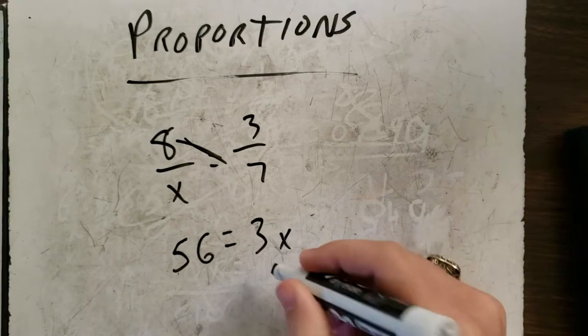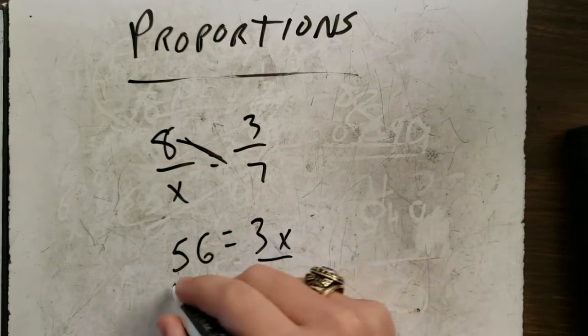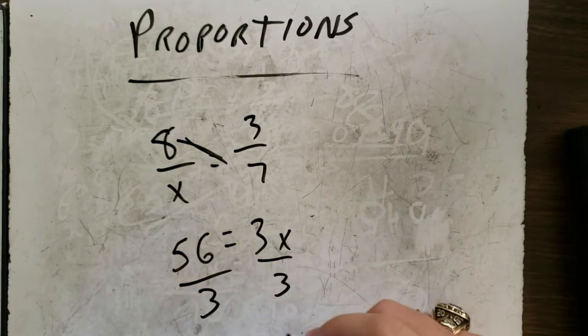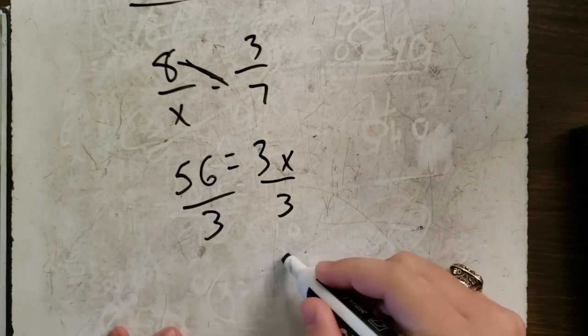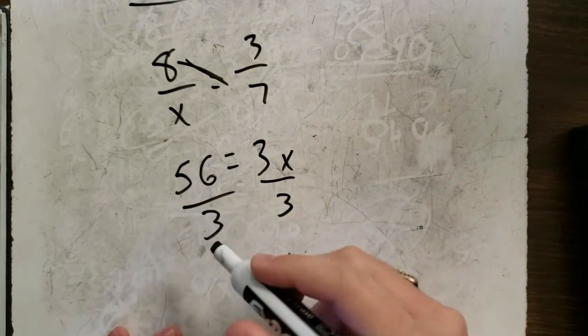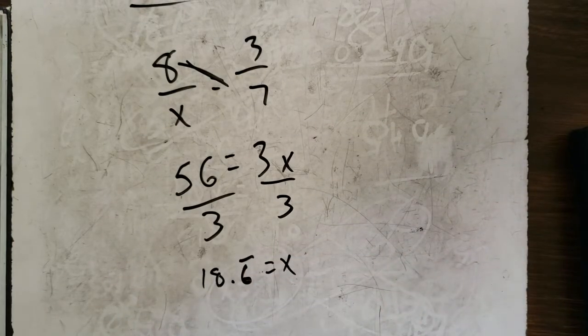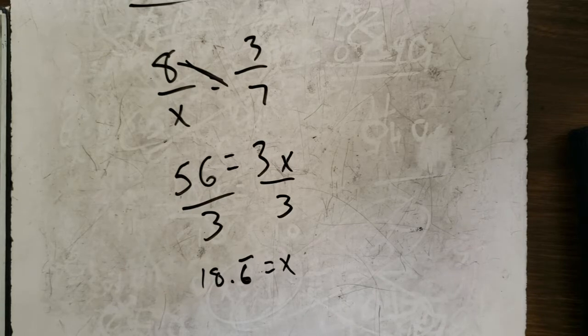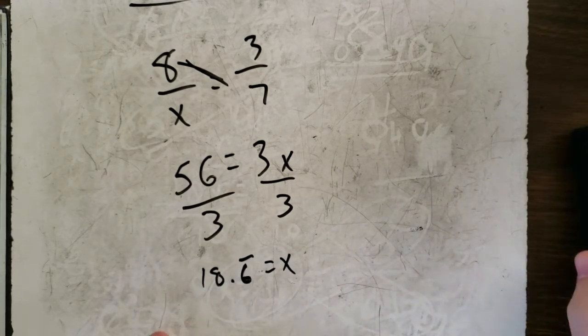Then you divide. What's attached to the x? The 3. So you divide by the 3 on both sides, and your answer will be a decimal this time. Bring down your x. 56 divided by 3 will be 18.6 repeating. It's okay to get decimals in these, so don't freak out if you get decimals in worksheets or on tests. So x is 18.6 repeating. That is your answer. Pretty simple so far.